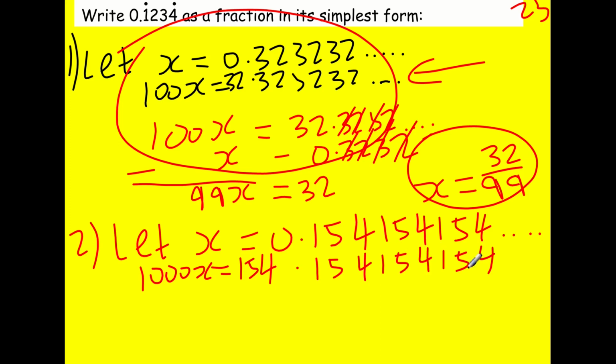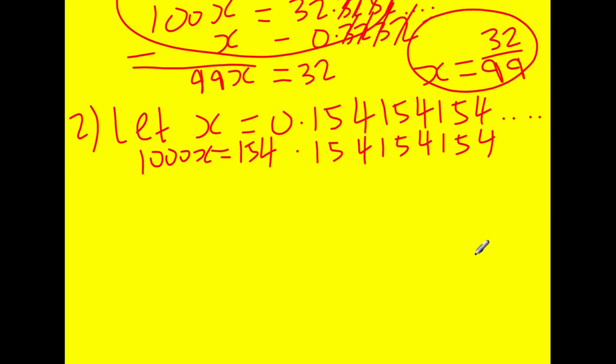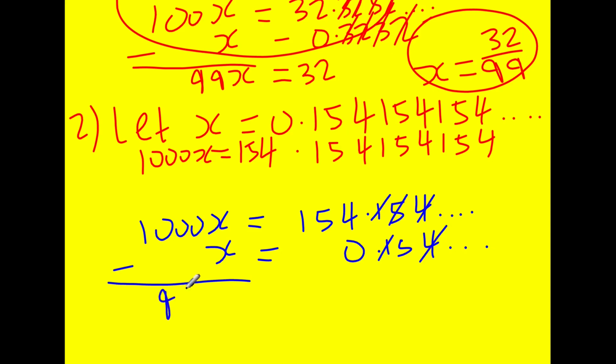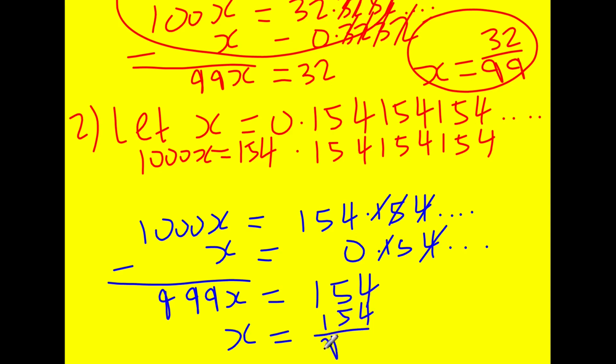And this time you can see it's going to cancel in the same sort of way. I've got my 1000x and then I'm minusing x, same procedure, 0.154. Okay, and these go on forever. And these bits are going to cancel. I'm going to be left with 999x equal to 154. So x will equal 154 over 999.